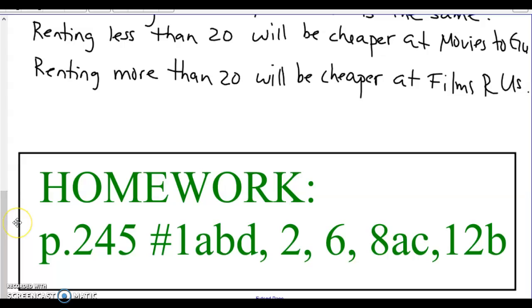Finally, for homework, I'd like you to look at page 245, numbers 1ABD, 2, 6, 8AC, and 12B. If you have any problems, please contact me through email or Google Classroom, and I'll get back to you as soon as possible.